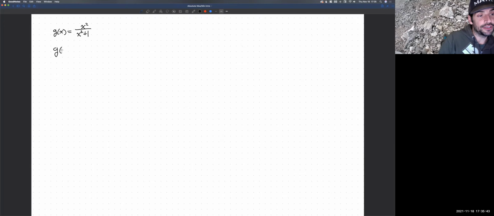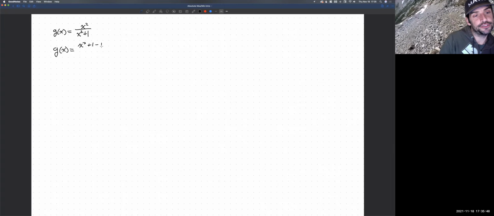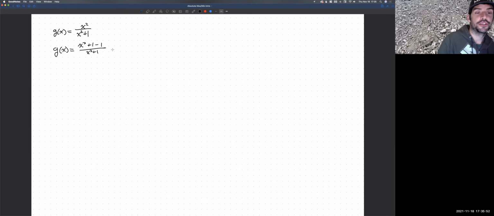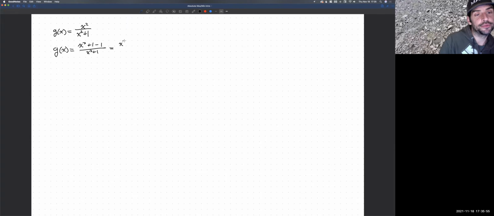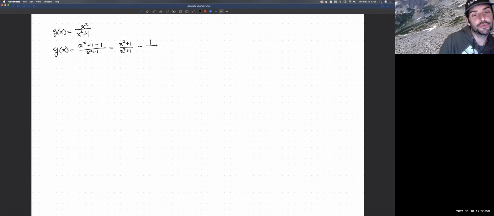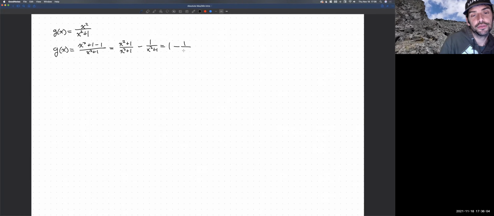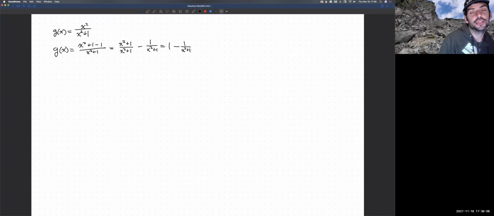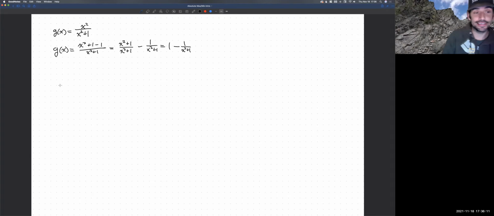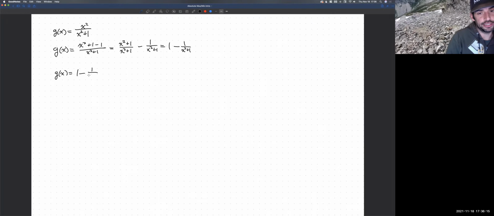And if you notice, I can rewrite this. I'm going to use a little trick of adding 0 in the numerator. I added 1 and subtracted 1, so that's like adding 0, and I can rewrite this as x squared plus 1 over x squared plus 1 minus 1 over x squared plus 1, which is 1 minus 1 over x squared plus 1. Okay, so let me rewrite it here so we have it in one place. This is the same function, just written another way.